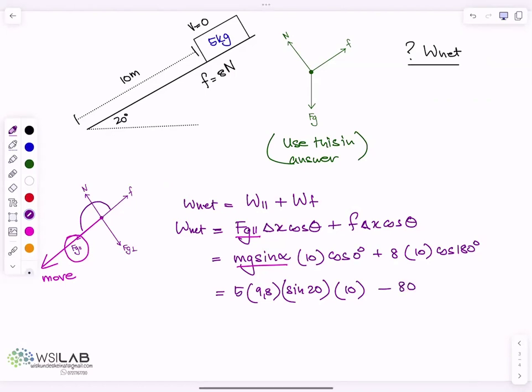So let's put that in a calculator. Just do your brackets correctly. I get 87.59 joules. If you use 3 decimals, it's going to be 87.950. So see if you get that answer, and please write that down.